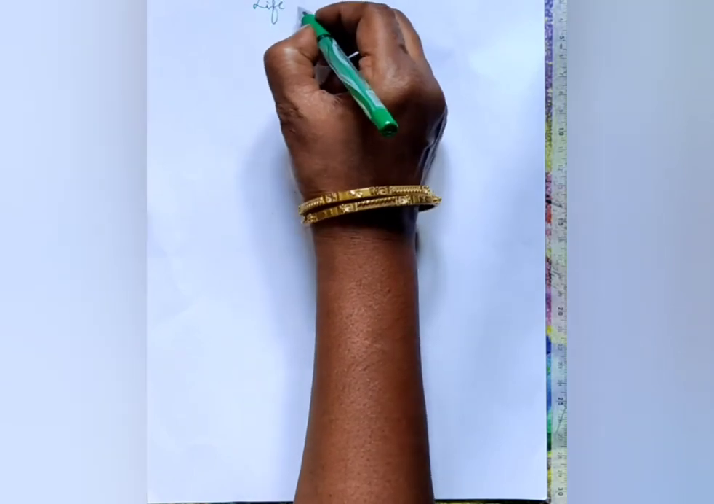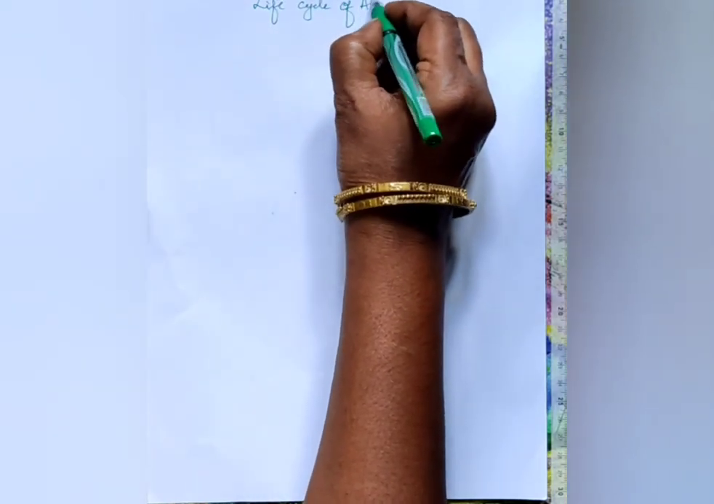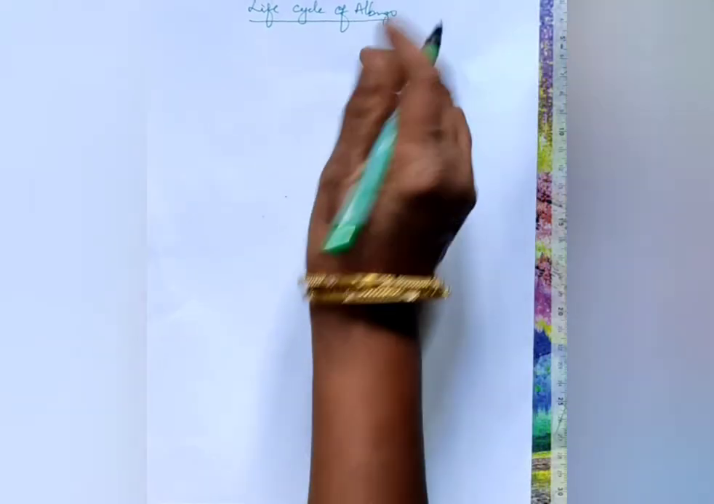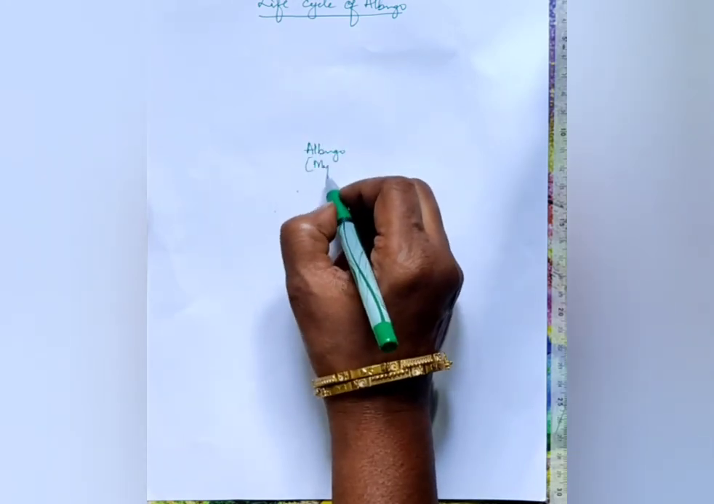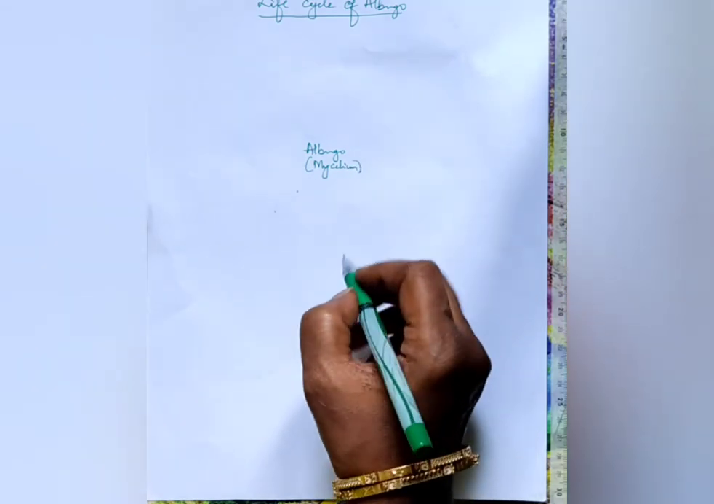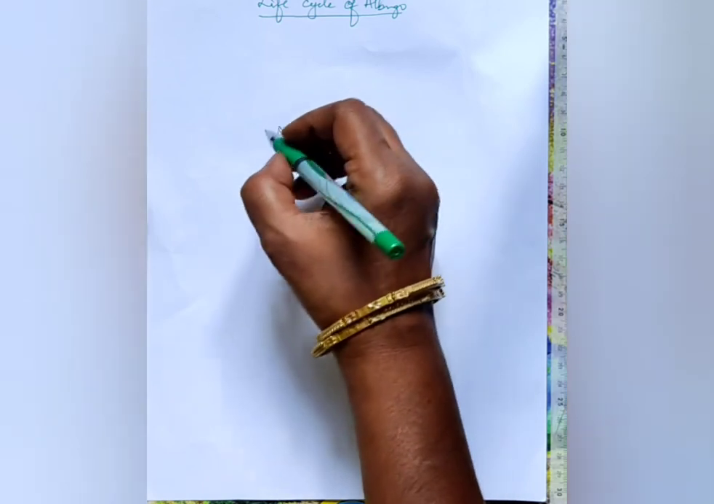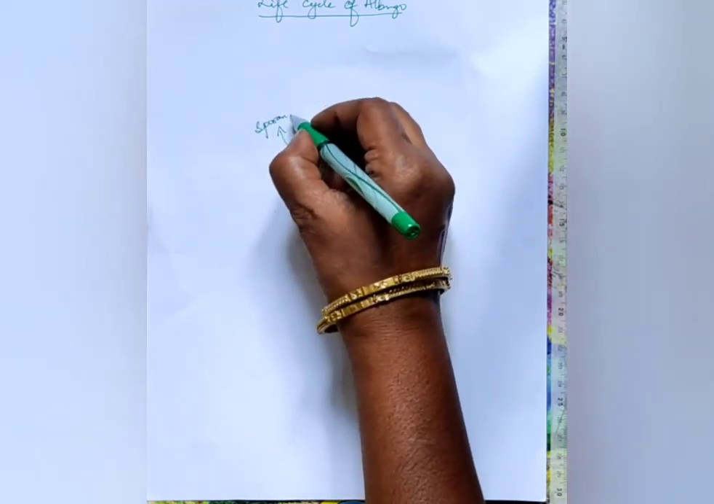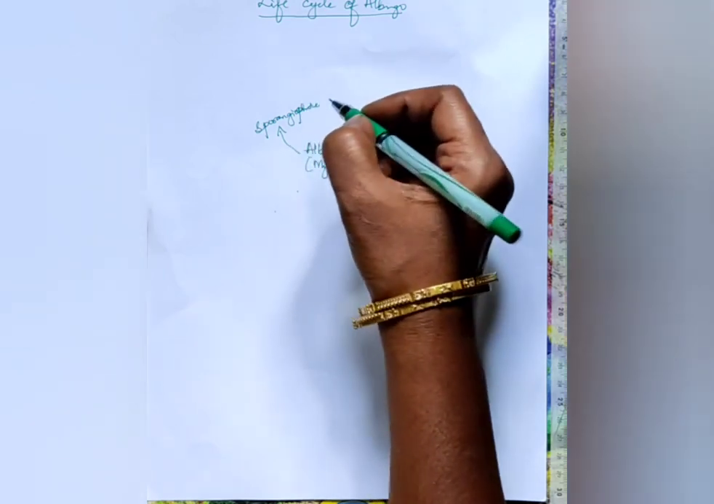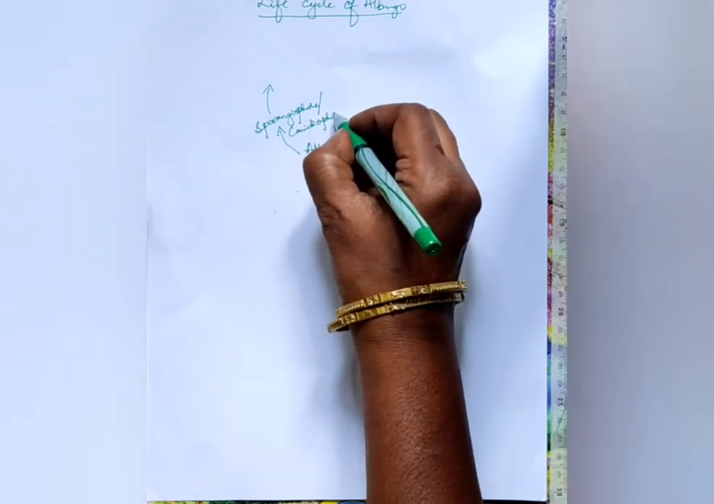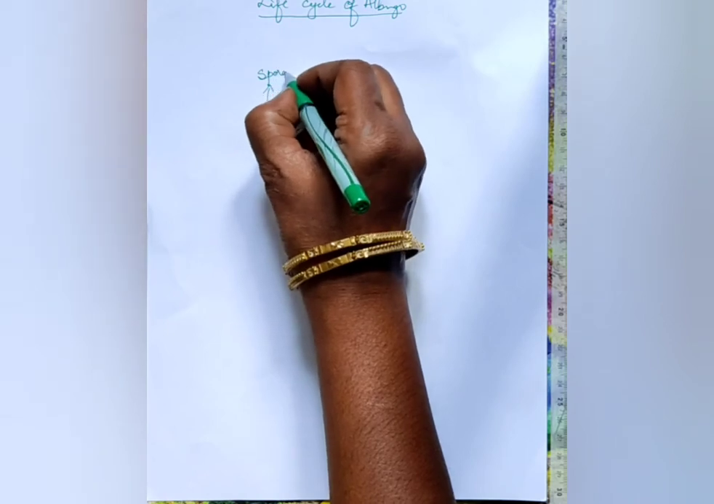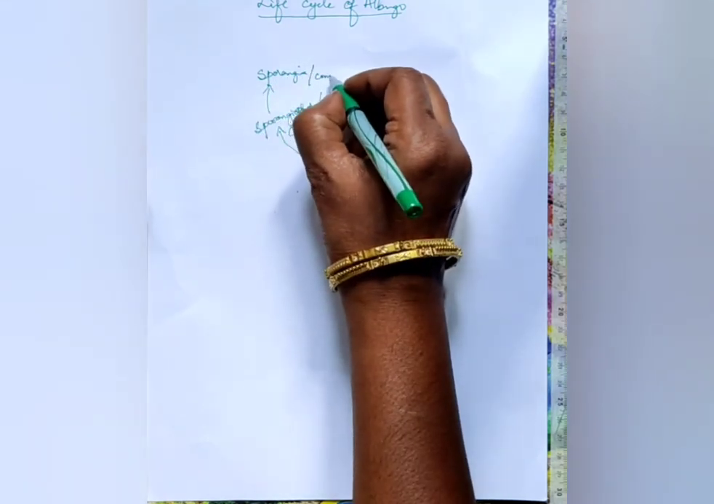So now we shall study the life cycle of Albugo. The mycelium is the vegetative structure, the vegetative plant body. It reproduces asexually and results in the formation of sporangiophore or conidiophore, which gives rise to sporangia or conidia.